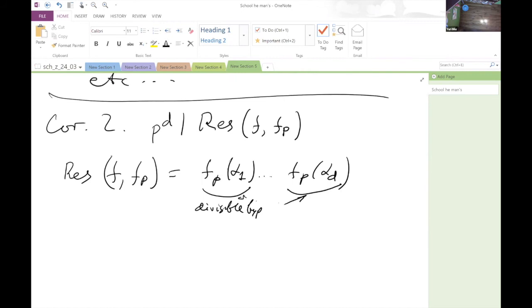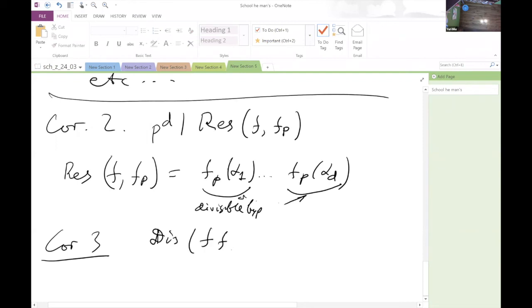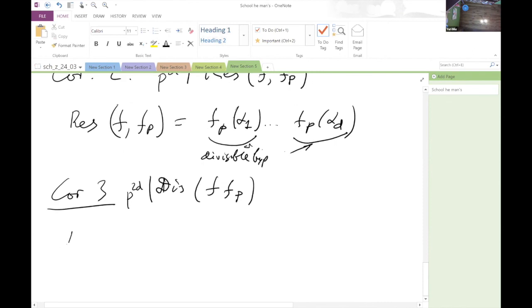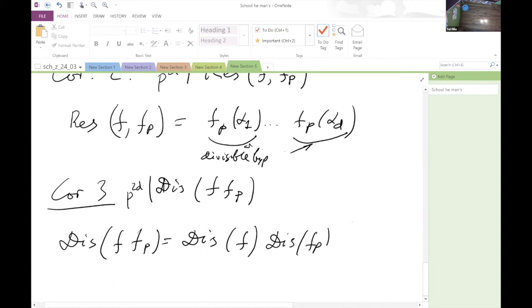And also the discriminant of the product of the two polynomials f and F_p is divisible by p to the power 2d. And again, this is very easy, because the discriminant of their product is equal to the discriminant of f, times the discriminant of F_p, times the square of their resultant. And then we use the previous corollary.